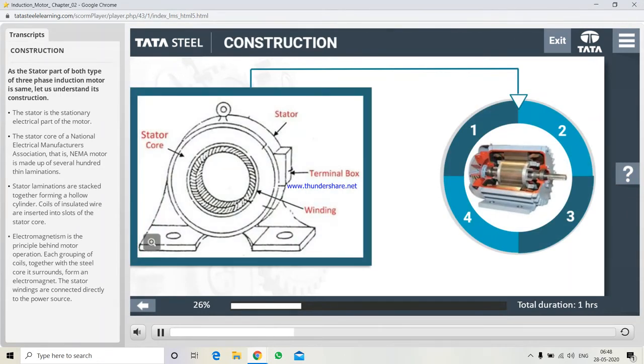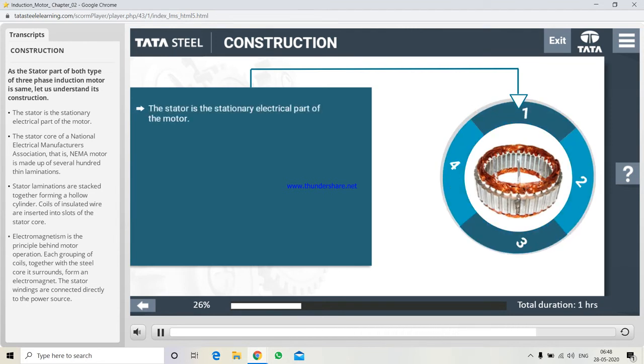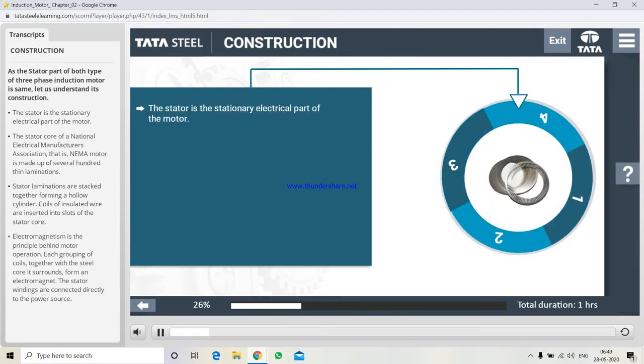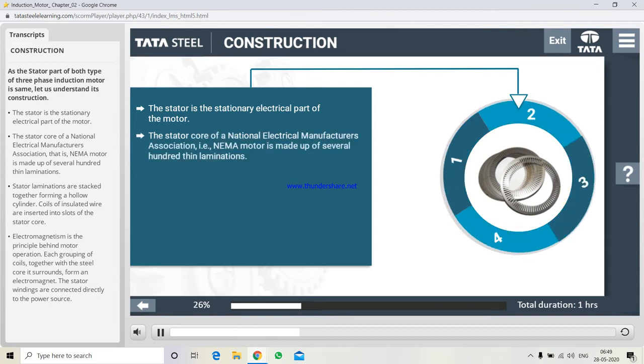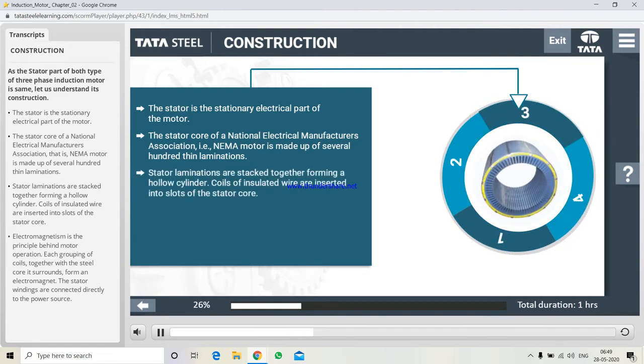As the stator part of both types of three-phase induction motor is the same, let us understand its construction. The stationary electrical part of the motor. The stator core of a National Electrical Manufacturers Association, that is, NEMA motor, is made up of several hundred thin laminations. Stator laminations are stacked together, forming a hollow cylinder. Coils of insulated wire are inserted into slots of the stator core.